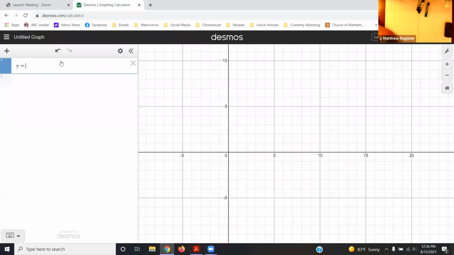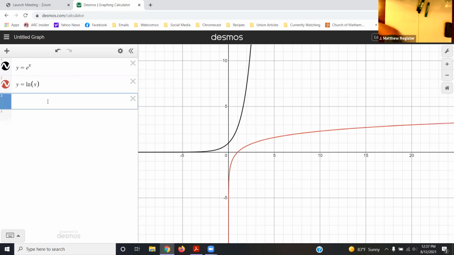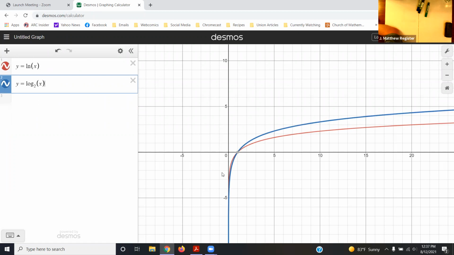We know what the graph of y equals e to the x looks like. Well, the inverse of y equals e to the x would be y equals the natural log of x. We also have the log base 2, which we already saw. Log base 2 of x.